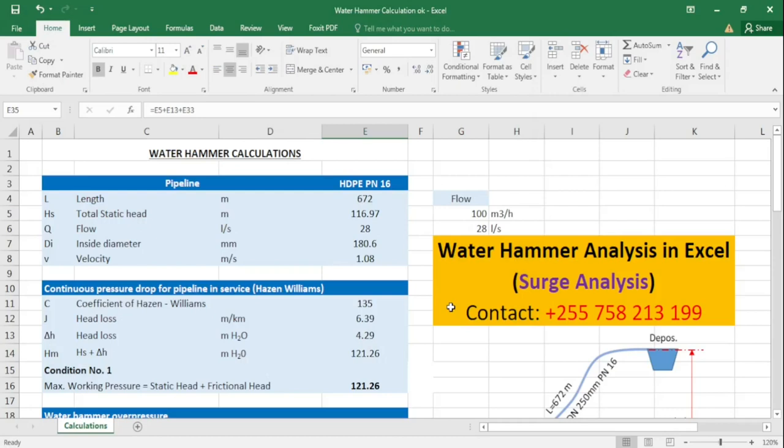Hello everyone. Today I'm going to teach you how to perform a water hammer analysis in Excel. Here you will learn how to calculate water hammer using Excel. Okay. First of all, you should have the pipeline length data.